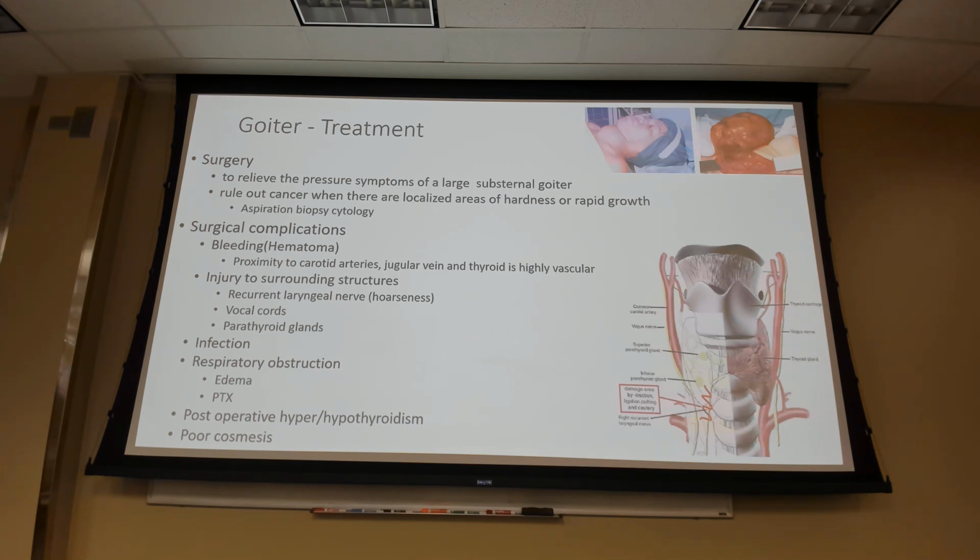And then we have a lot of structures there. If you have any hoarseness, we could have damaged the recurrent laryngeal nerve. Your vocal cords are in that area. We also run the risk of removing the parathyroid gland as well. And with any operation or incision in the skin, we have to worry about infection. Because, like we talked about, some of these are very large and we're taking them out for compressive symptoms, we have to worry about respiratory obstruction as well, so we can cause pneumothorax, edema. And then we need to be concerned after the surgery for any hyper or hypothyroidism. And then obviously poor cosmesis, but that's the patient's problem, right?